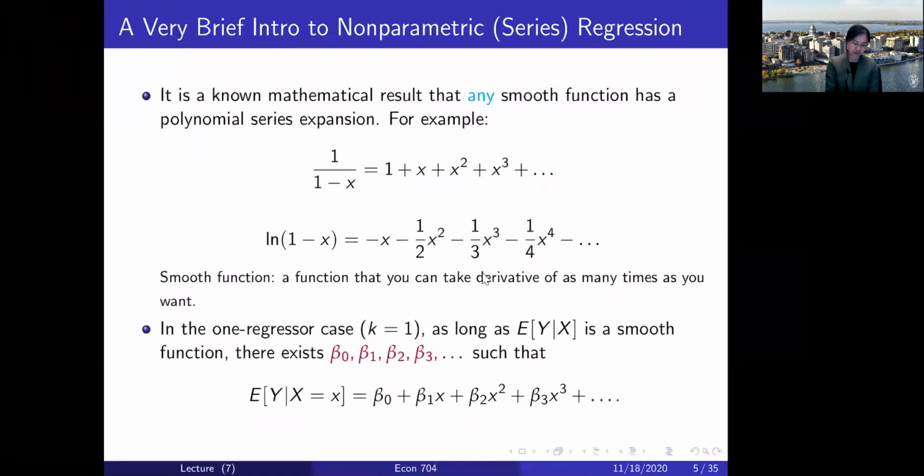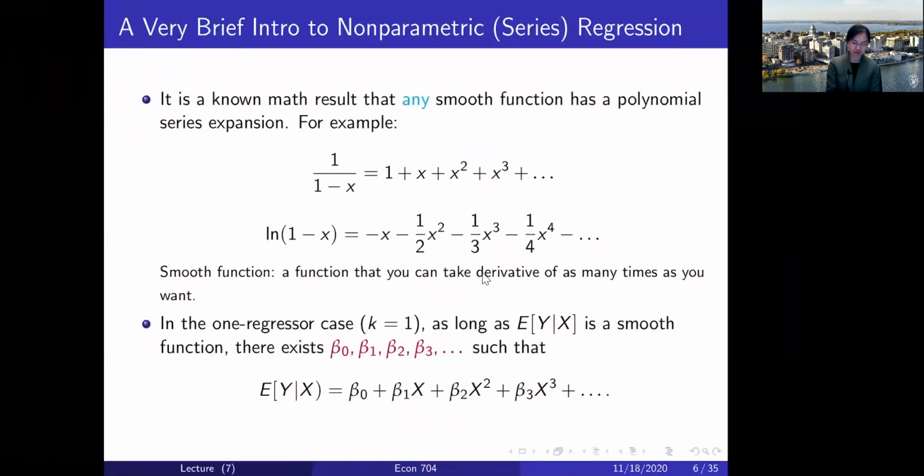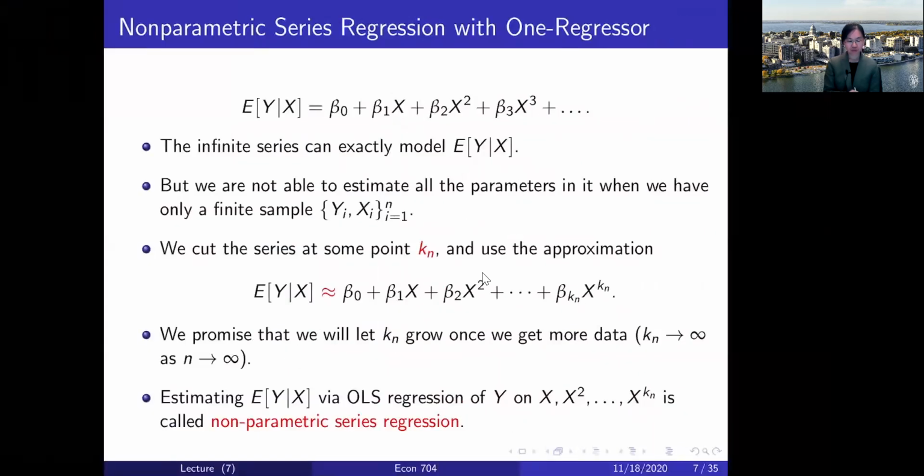That means you can add these polynomial terms and approximate this conditional mean as closely as possible. So if you replace this little x by the random variable x, you can write y given x equals beta 0 plus beta 1x plus beta 2x squared plus beta 3x cubed plus, to infinity. And this equation exactly holds for some beta values as long as y given x is a smooth function of x. But that is very good.